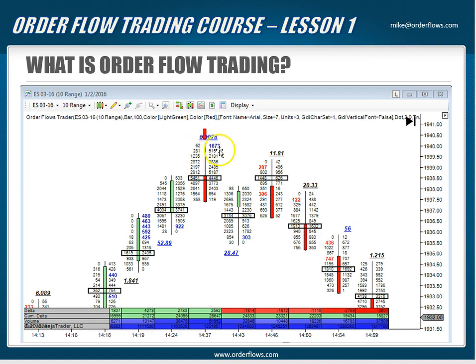The thinking has shifted in the market. Whereas buyers were really taking control, you got up here and you got a big seller taking control. It may not just be one person; it might be a few people, and then the market sold off. That's what order flow helps you see. You can see where things are changing in the market as they're happening.